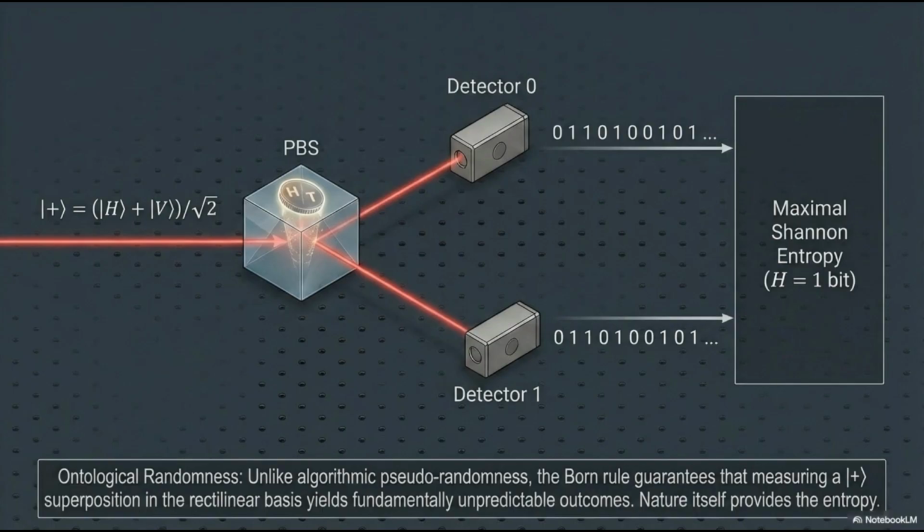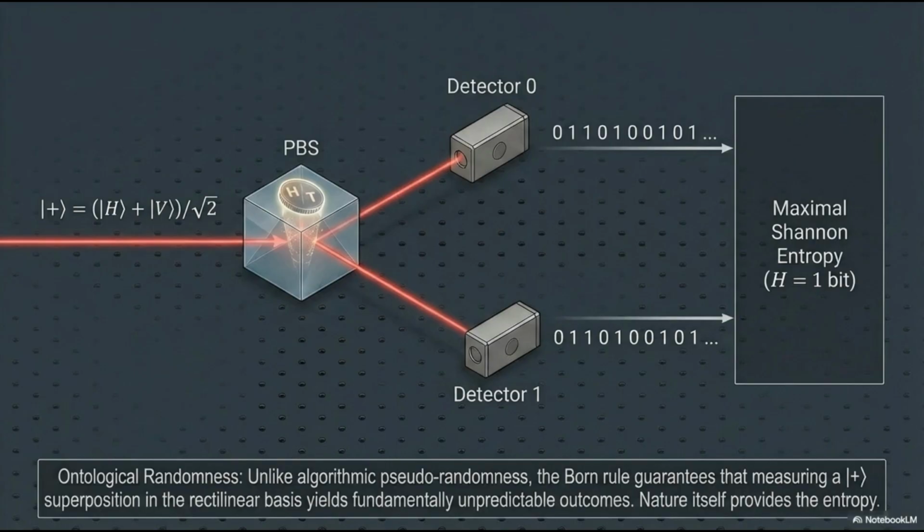This photon is then sent through a polarizing beam splitter aligned in the rectilinear basis, which routes it to either detector 0 or detector 1, depending on the measurement outcome. The outputs at both detectors are random binary sequences that are fundamentally unpredictable, not merely computationally hard to predict. The key physical principle here is the Born rule. In quantum mechanics, there is no hidden variable determining which detector fires. The randomness is ontological, meaning it is woven into the fabric of physical reality itself.